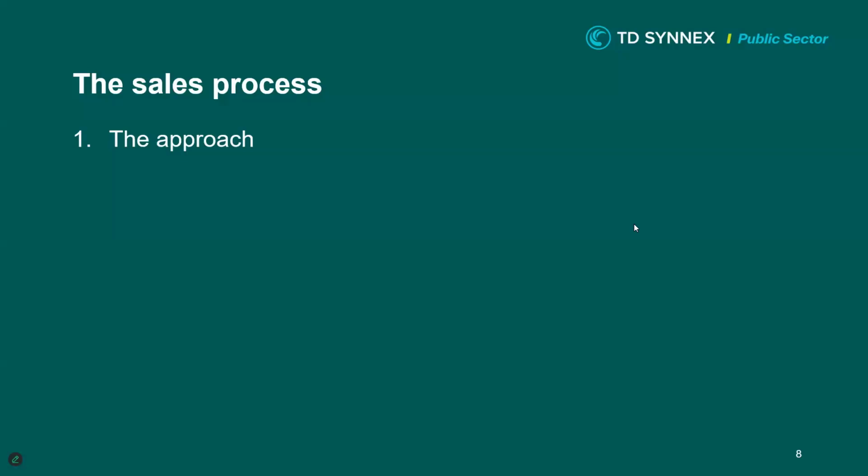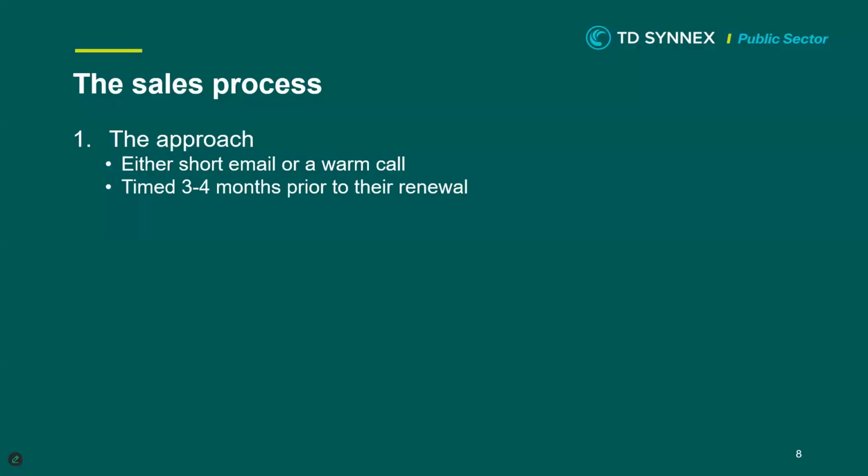So the approach. We're going to talk about how we approach the customer to start this process going, which can either be a short email or a warm call. And that's usually what we found is 3 to 4 months prior to the renewal. The call that I was just on about an hour ago, the renewal is coming up in September, 4 months out. We said, hey, let's set up a time to talk about this renewal that you've got coming up instead of just emailing the quote. Nothing against people emailing quotes, but for larger ones, and this one was about 80K or so, it just makes sense that you want to talk to them, and it's a good sized city too.